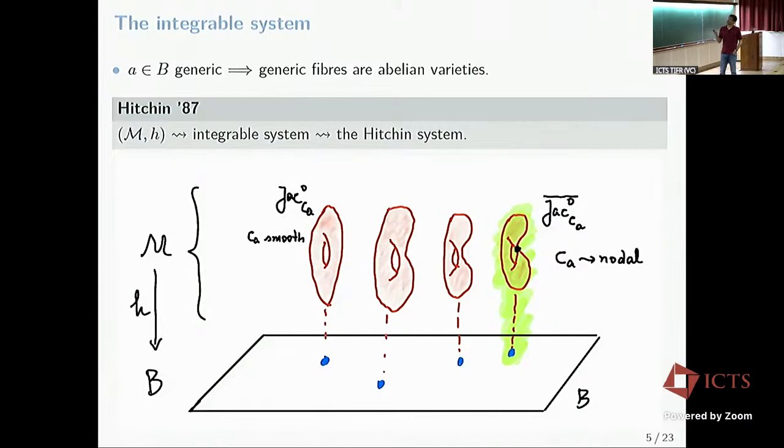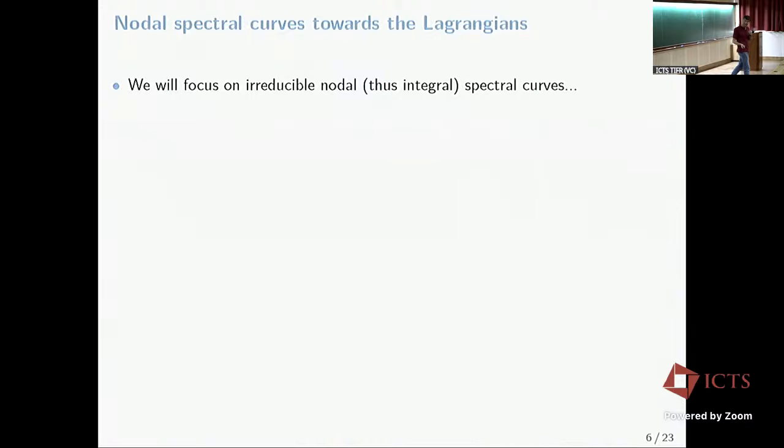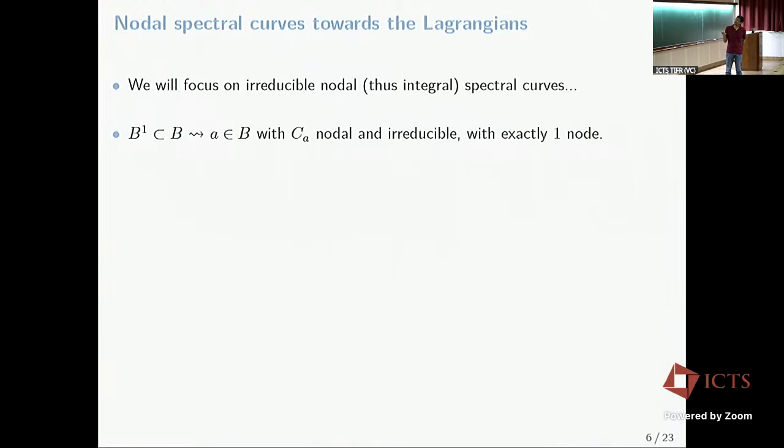All right, so now let's slow down a bit. So we'll focus on irreducible nodal spectral curves. So again, irreducible and reduced. Okay? And inside this Hitchin base, I'm going to denote by B1 the locus of points in the Hitchin base whose corresponding spectral curve is nodal, irreducible, and with exactly one node. Okay? So this is a codimension 1 subvariety of B. Well, not like it's open in B, okay? But it's a codimension 1 subspace.